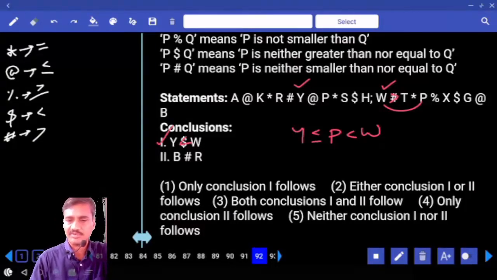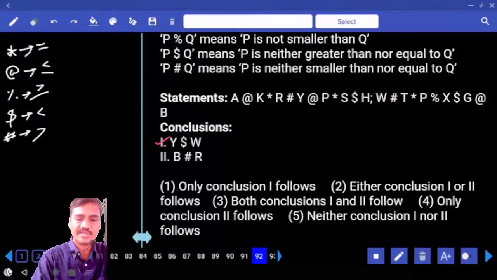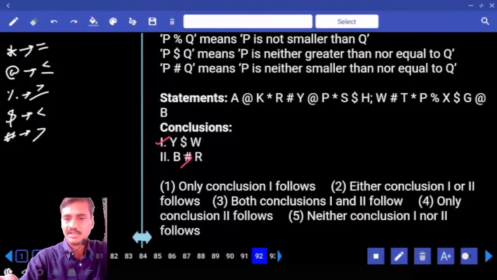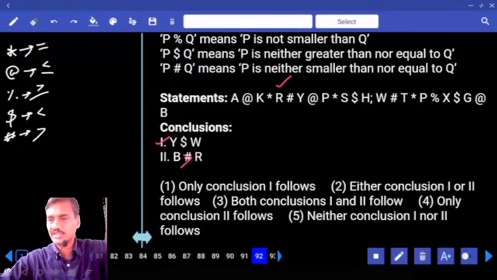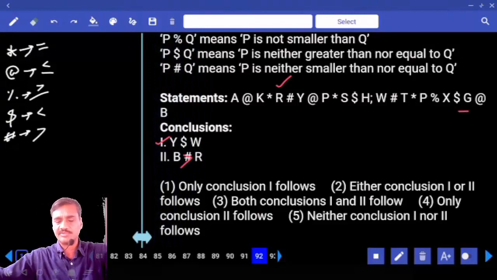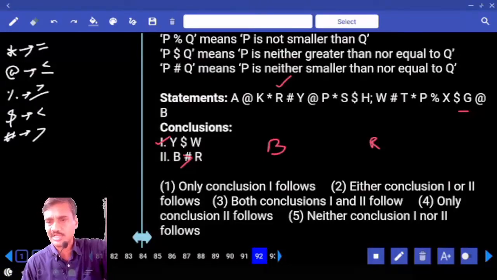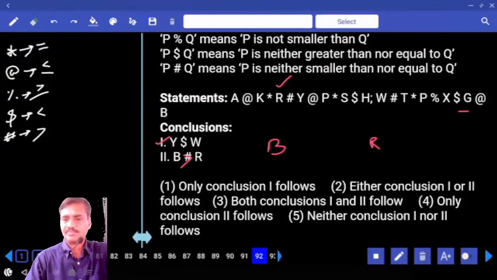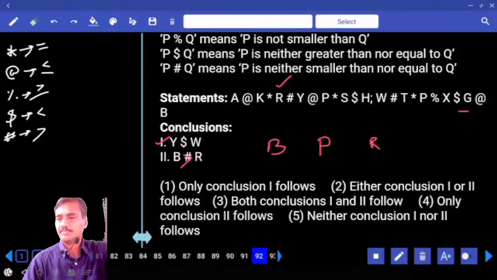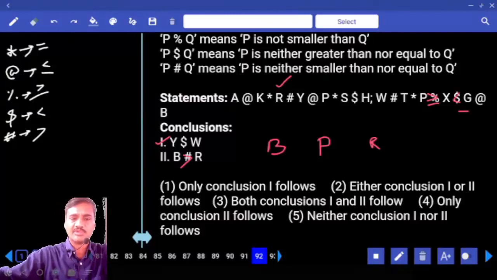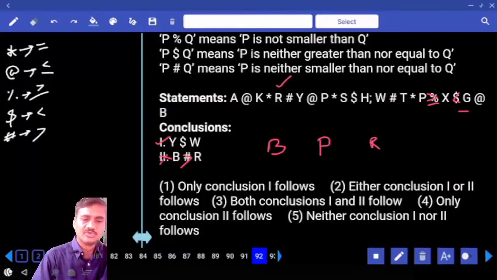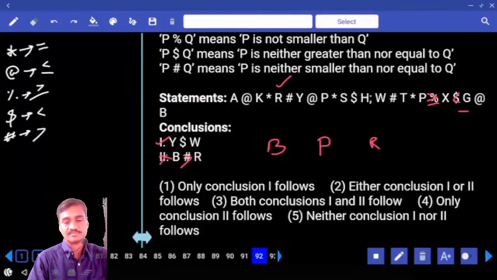Then coming to the second one. B hash, hash stands for B greater than R. Now B greater than R is here and B is at this place. To join these two, which element is common? Write B to R. And how do we go from B to R? From B to R, is K common? P is common. Now P is common: B to P, P to R. And B to P, tell me what we get. Percentage means greater than or equals to. Dollar means lesser than, and greater than. B and P, we cannot move at all. Opposite symbol, so no relation can be determined. Only one, that is choice 1. 92.